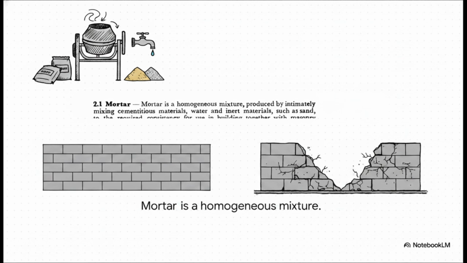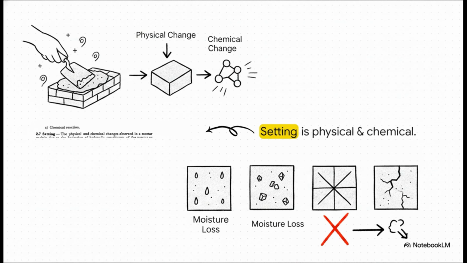It's a huge risk. Furthermore, before we even think about applying it, we have to understand setting. Look, setting isn't just the mortar drying out. It actually involves vital physical and chemical changes due to the hydration of hydraulic constituents. If your mortar loses its moisture too rapidly, that chemical reaction just stops dead in its tracks. And what are you left with? A powdery, completely useless joint.